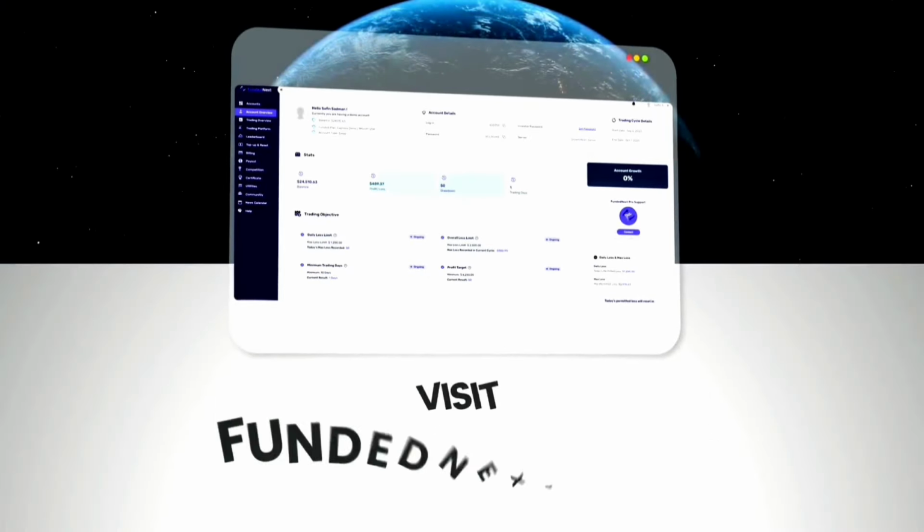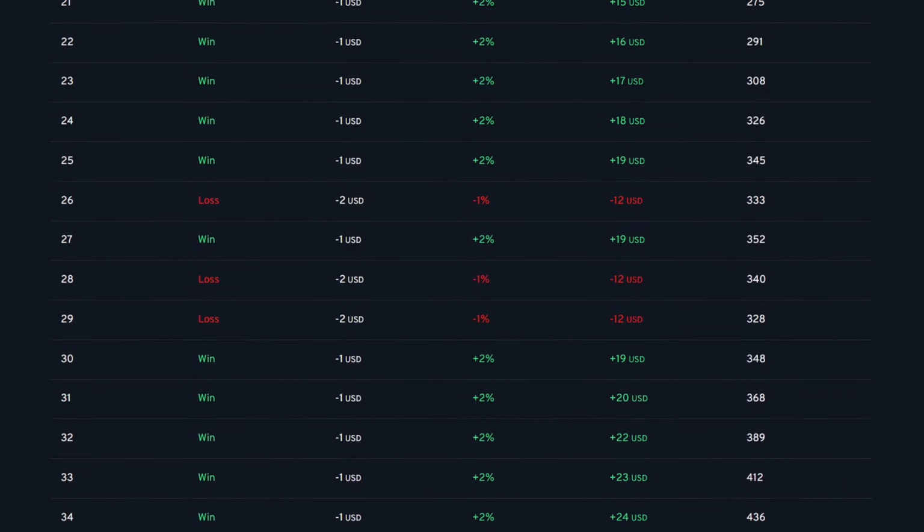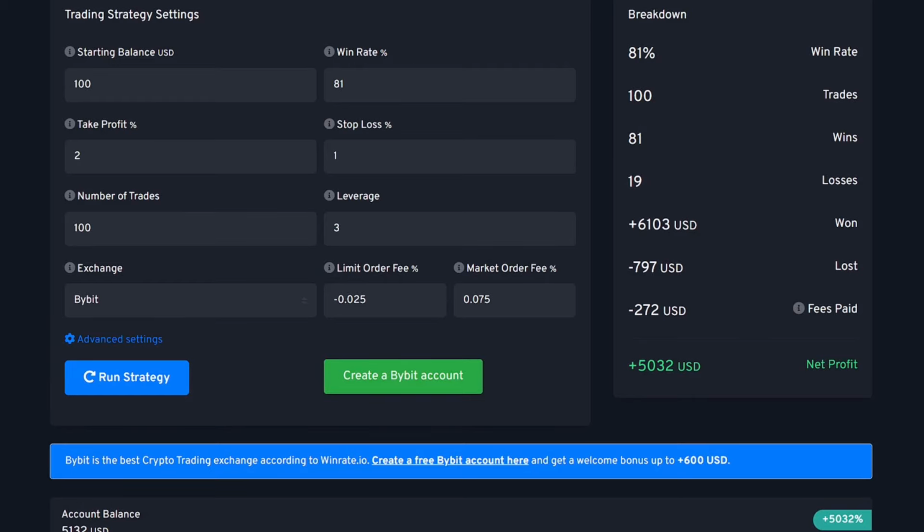Seize it with FundedNext. So as you can see, the results are just mind-blowing. What else would you want from a trading strategy?